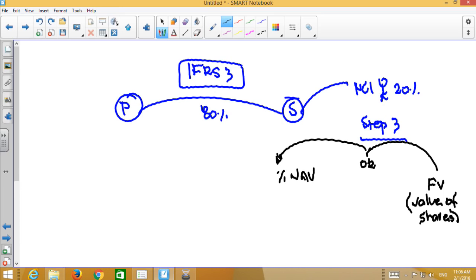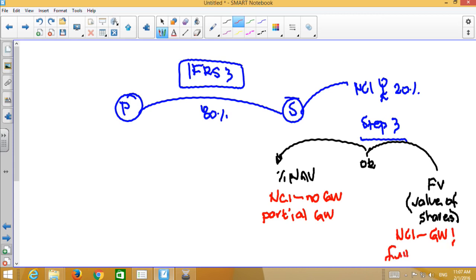Yeah? When I use percentage NAV, the NCI has no goodwill. Do you remember that we didn't have goodwill for the NCI? Do you remember that in second year? Yeah? So when we do this, NCI has no goodwill. Why? I'm measuring him at the value of the assets and liabilities, isn't it? That's all. So there is no goodwill for the NCI. It's also therefore called the partial goodwill method, because only the parent has goodwill. But when I measure it at fair value, the NCI has goodwill. And so this is called the full goodwill method.